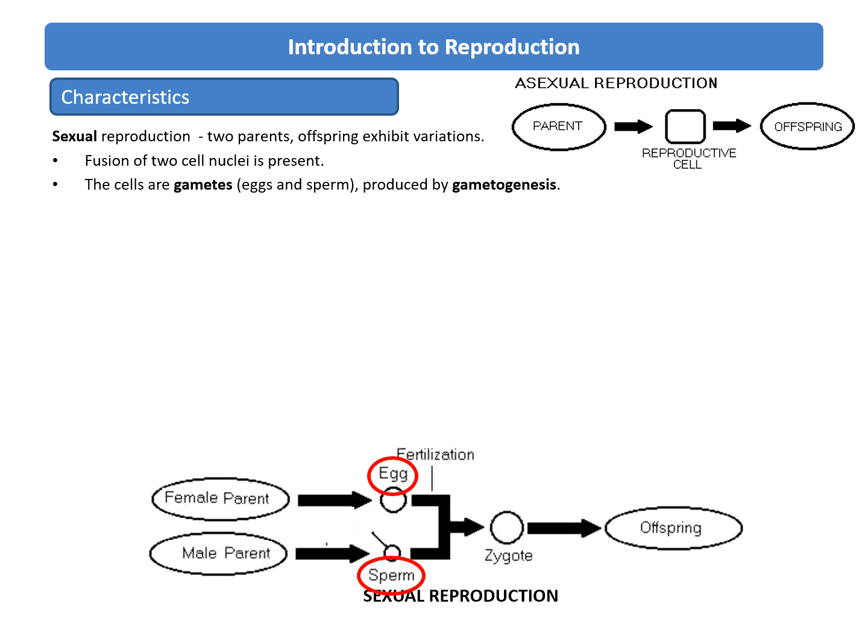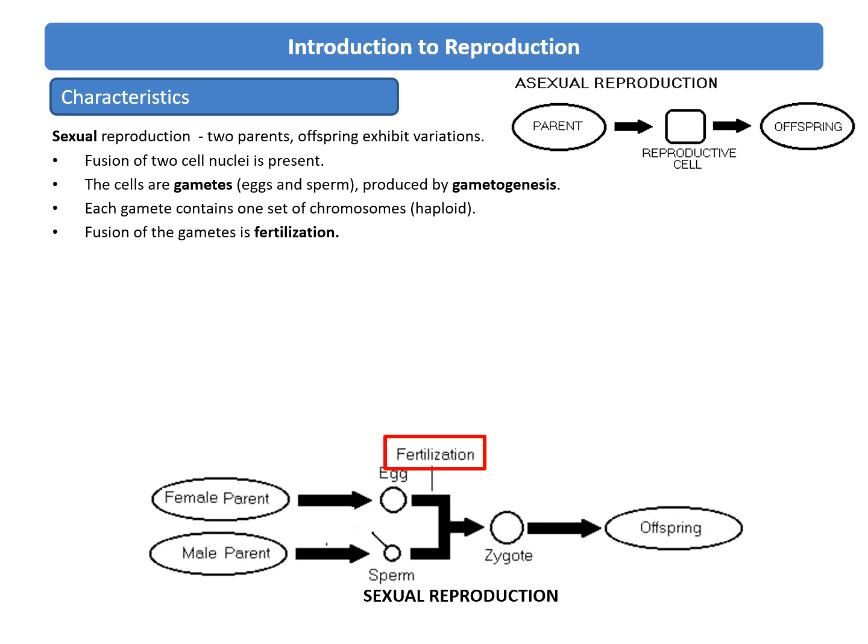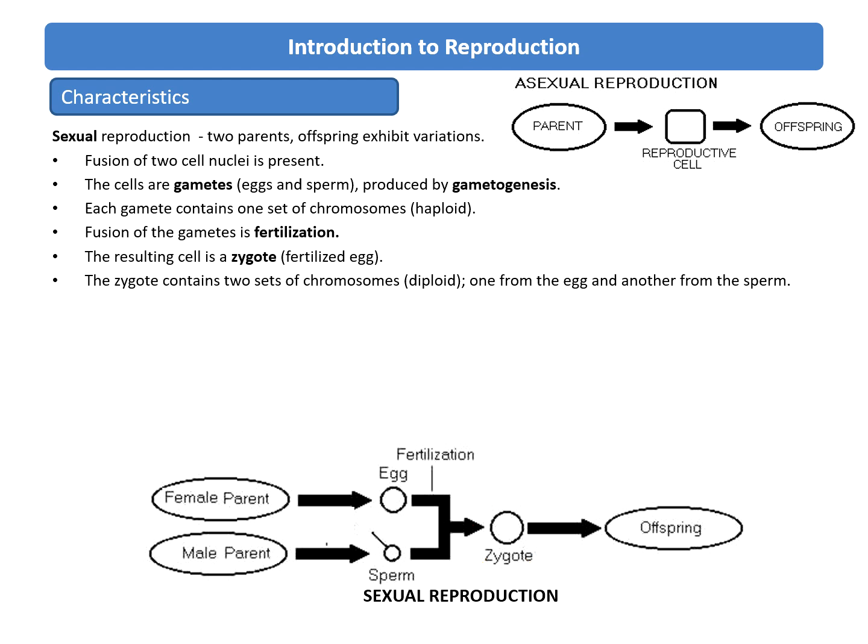The eggs and sperm are produced by a process called gametogenesis, literally the creation of gametes. Each gamete contains one set of chromosomes, that is, each gamete is haploid. Fusion of the gametes is fertilization, and the result is a fertilized egg called a zygote. The zygote contains two sets of chromosomes, that is, it's diploid, one from the egg and one from the sperm. Fertilization has doubled the chromosome number.